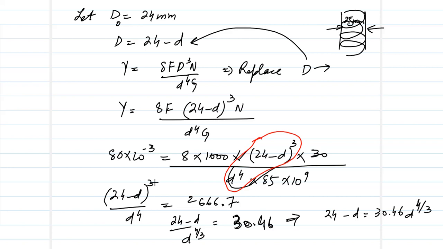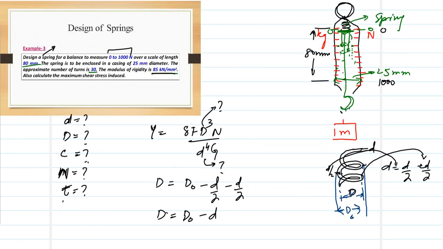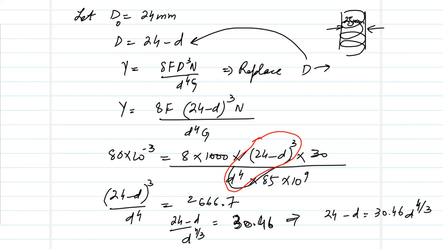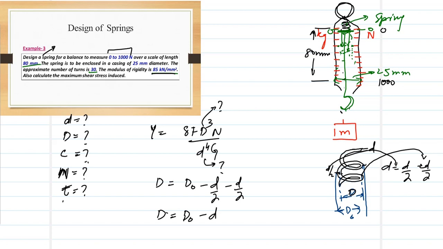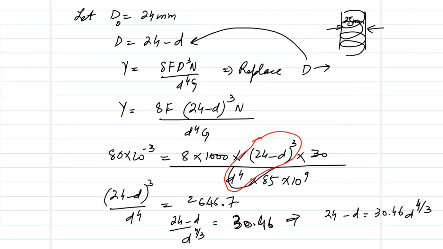We take a cube root. I'm getting some error in the calculations. So 8FD cube n over d^4 G. The capital mean diameter is 24 minus small d, where 24 is the outer diameter and d is the wire diameter. I'll just do it again because I have a feeling that I'm getting some error in the calculations. So 80 mm is 0.08, into 85 exponent 9.